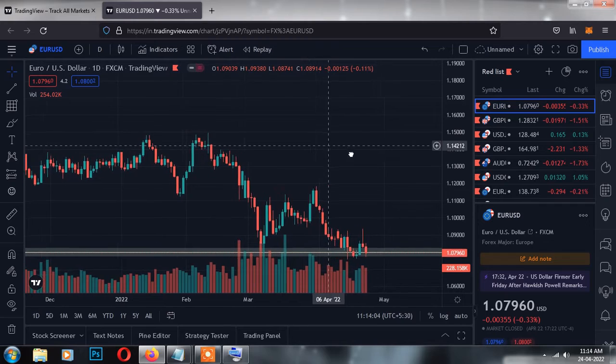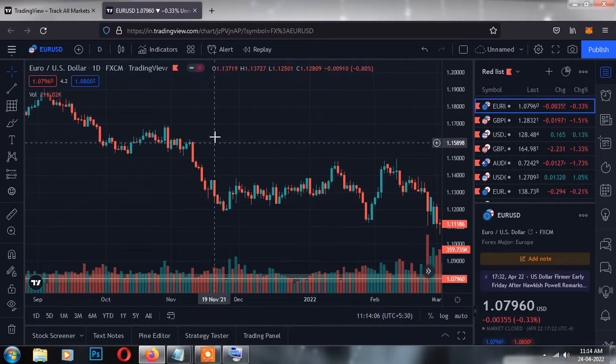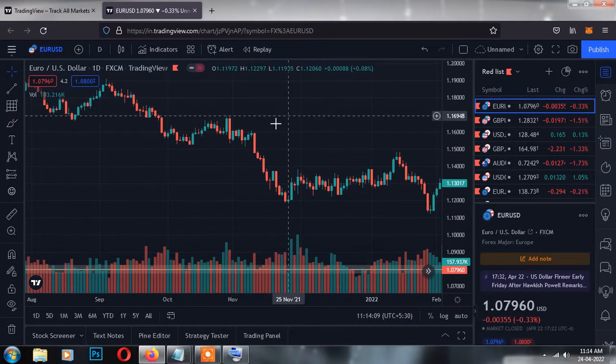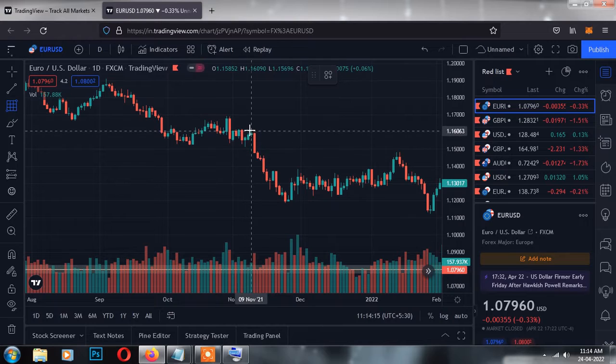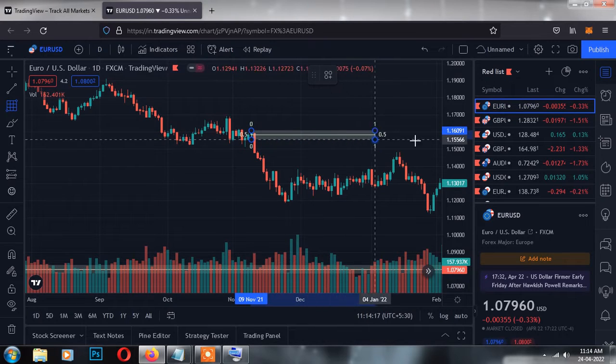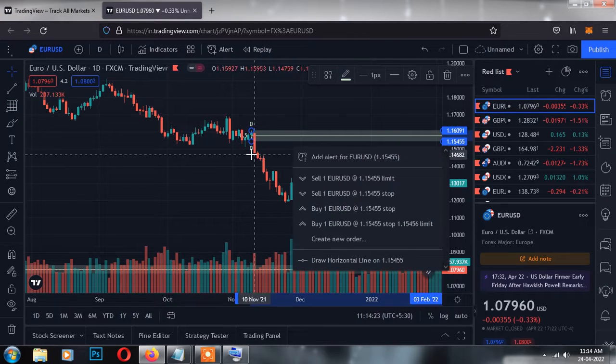So let's take a look at it here. So this will be a good supply zone over here. Let's mark it. We should include the wicks as well, okay? That's important.